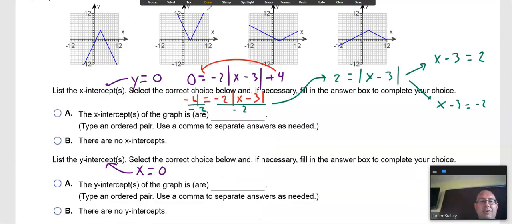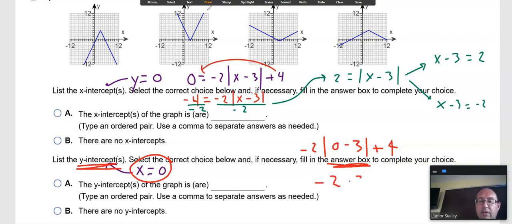So list the x-intercepts and the y-intercepts. Well, there's a little bit of algebra here. The y-intercepts are actually pretty easy, right? You just want x values to be 0. So we can easily plug in an x value of 0: -2 times the absolute value of 0 minus 3, plus 4. Inside there is -3, but when you take the absolute value, it becomes +3. So we have -2 times 3 plus 4, which is -6 plus 4, which makes that -2. So the y-intercept is -2.